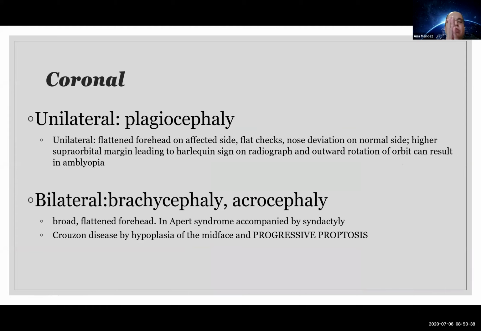So for the coronal suture, you can have unilateral plagiocephaly. Unilateral is flattened forehead of the affected side, flat cheeks, nose deviation to the normal side, higher suborbital margin leading to the Harlequin sign on radiograph, and outward rotation of the orbit can result in amblyopia.